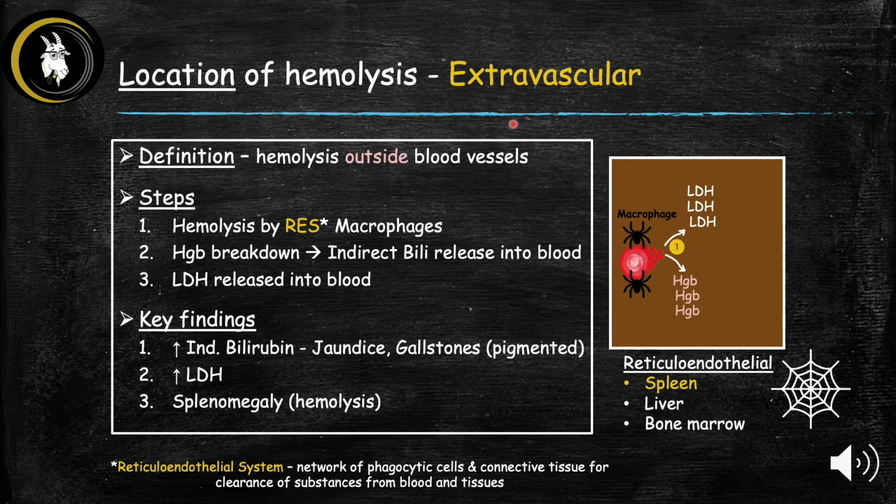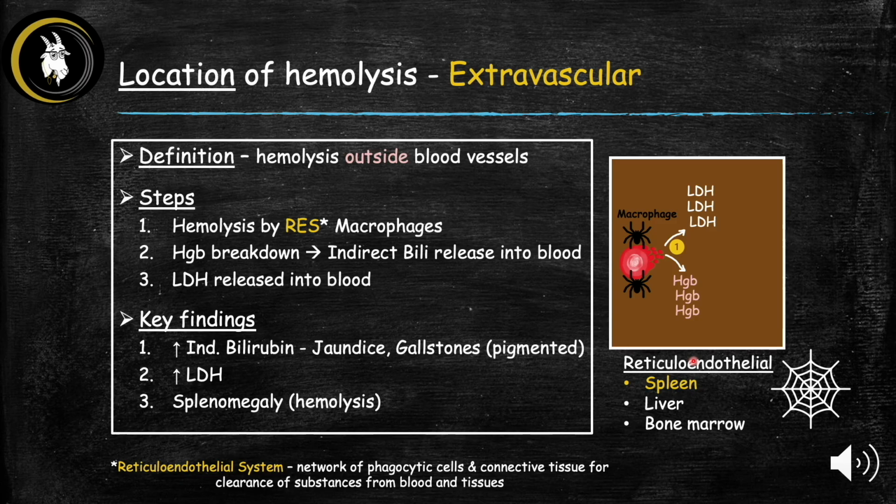Okay, so now let's move on to extravascular hemolysis. So the location of hemolysis now is outside the blood vessels, and specifically it's in a region called the reticuloendothelial system. This is a complex network of cells and connective tissue, but for our purposes, we can keep it simple. So let's think of it as a spider web.